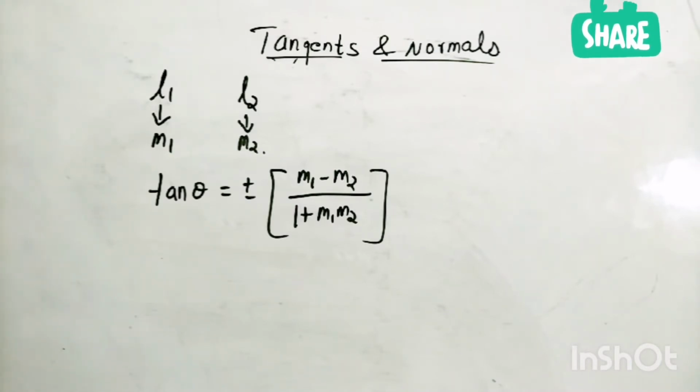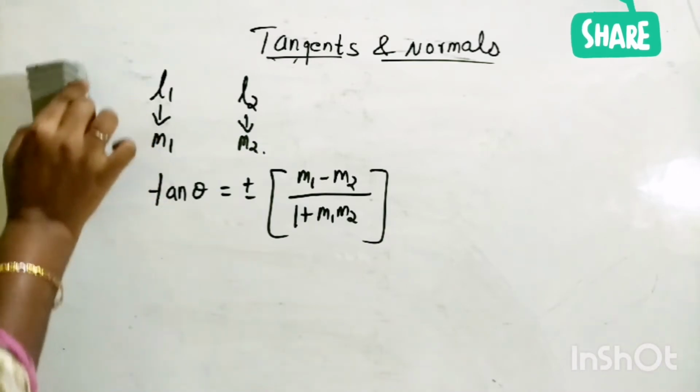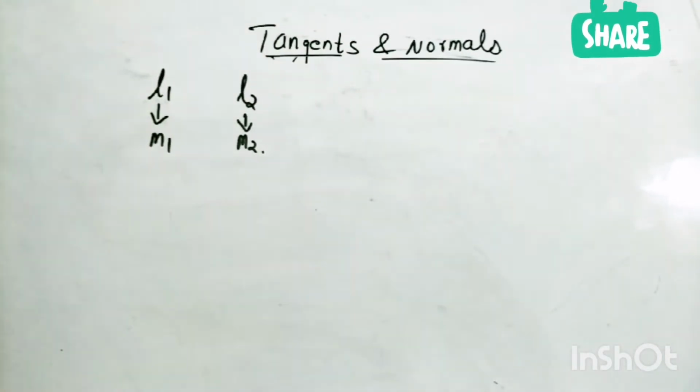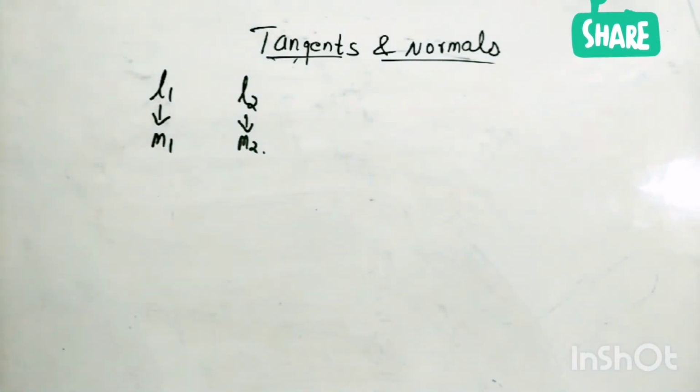Now, the condition of parallelism and perpendicularity. Suppose we have two lines L1 and L2, and the slope of L1 is m1 and the slope of L2 is m2. Then how can we check whether the lines L1 and L2 are parallel or perpendicular?